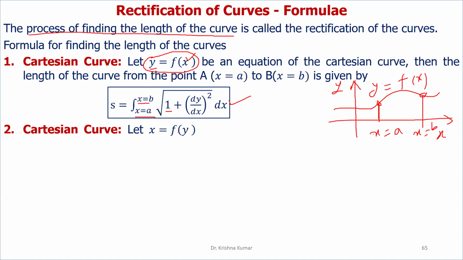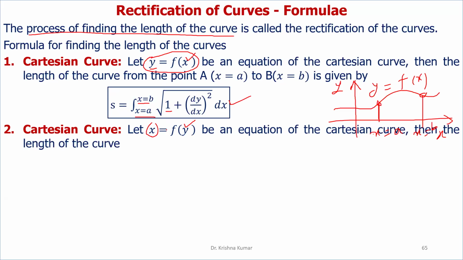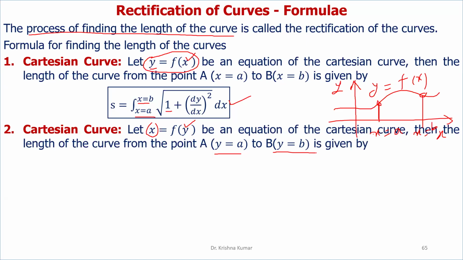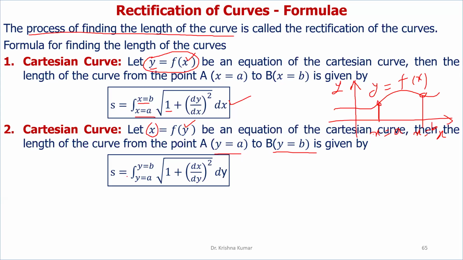Similarly, if y is the independent variable and x is the dependent variable, then the formula for the rectification from y equal to a to y equal to b is given by s equal to the integration under the limit y equal to a to y equal to b of the square root of 1 plus (dx/dy) whole squared, with respect to y. Here x is independent in the first formula and y is independent in the second, so there is no major change in the formulas, only in the dependent and independent variables.